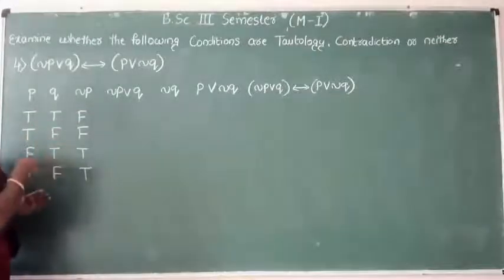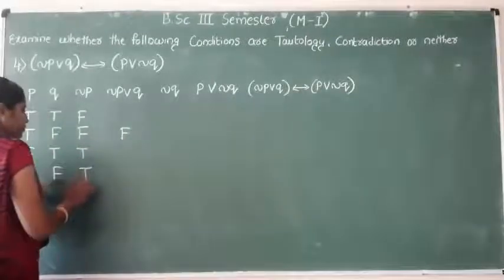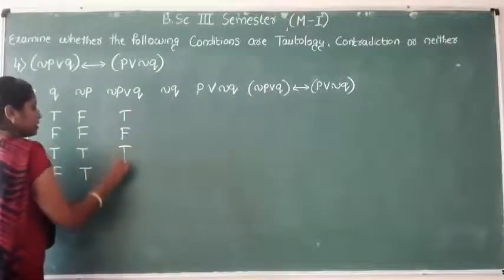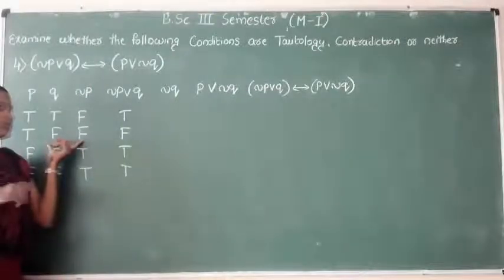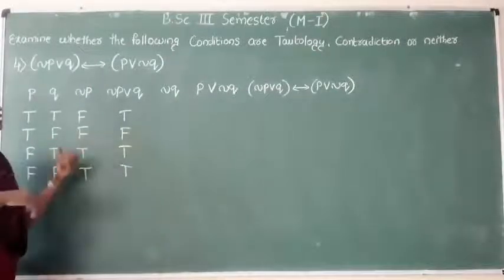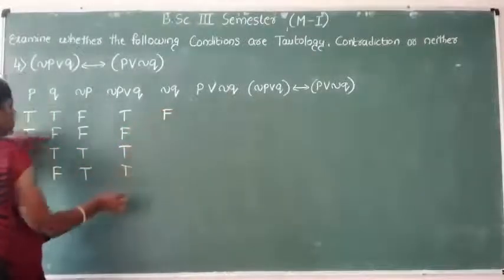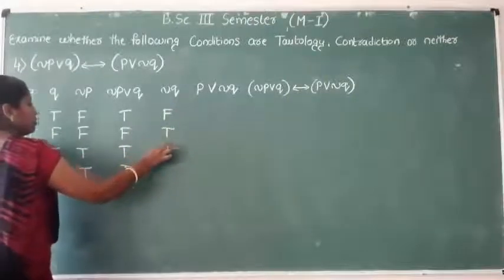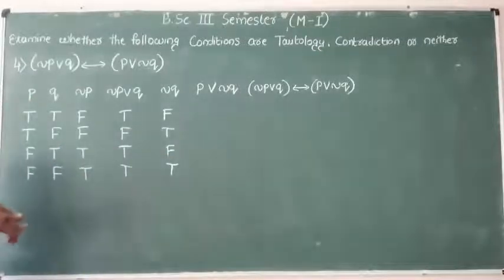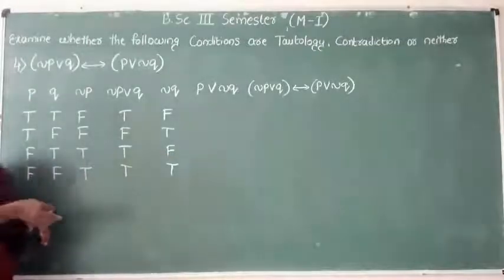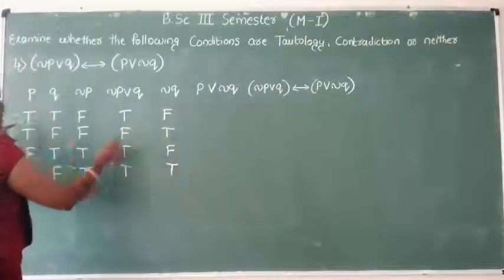In all conditions, if both are false, then it is false. In other cases, it is true because there are no other false terms. In the second condition only, two conditions are false. So now write the negation Q statement: true, false, false, true, true, false, false, true. Next, P or negation Q.